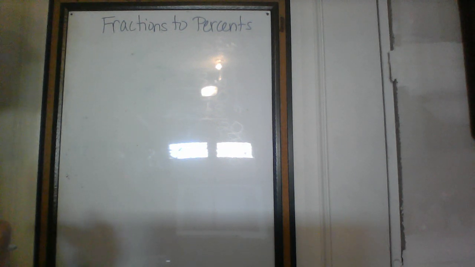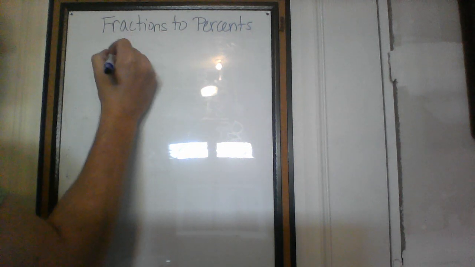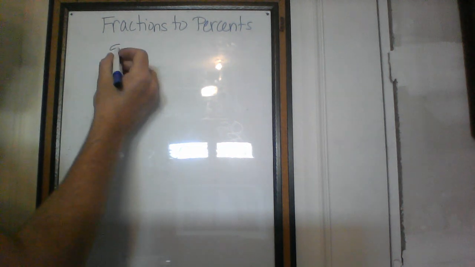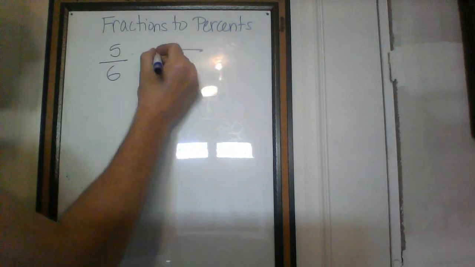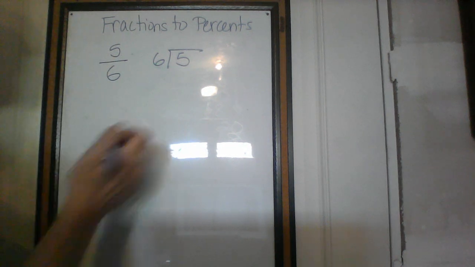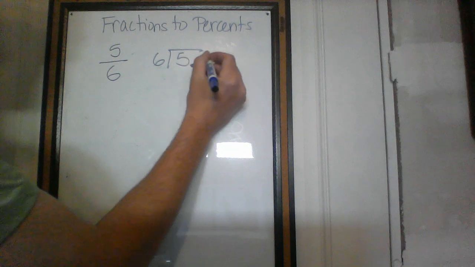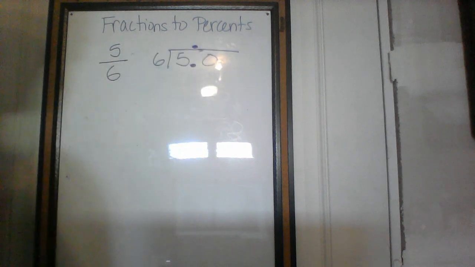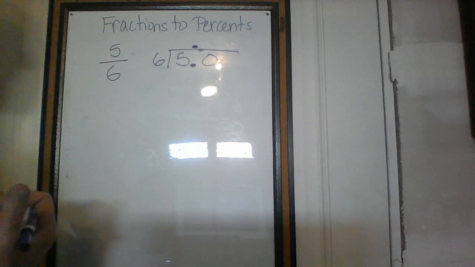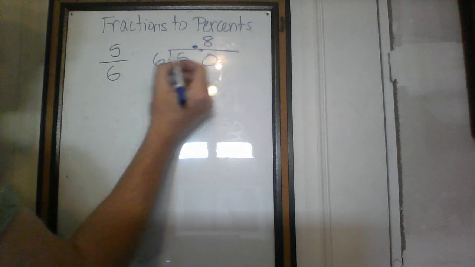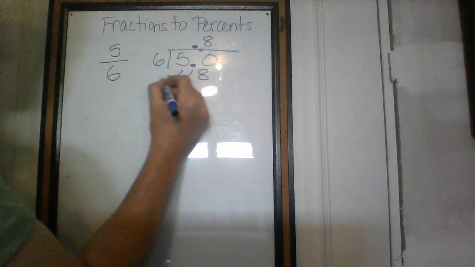So for fractions to percents, if we start off with 5/6, we have to remember that this fraction bar is our division sign. So we're going to do 5 divided by 6. Okay, 5 divided by 6 in that order. 6 does not fit into 5, so we're going to add a decimal and a 0 into our dividend and then a decimal up into our quotient. And we're going to do straight division from this point forward. 6 goes into 50 8 times. 8 times 6 is 48. Now we need to subtract.